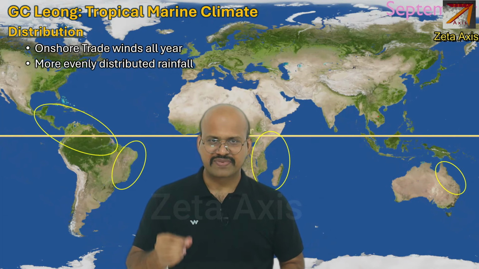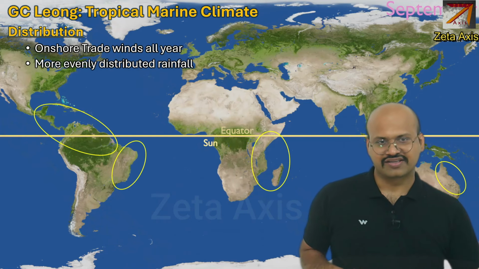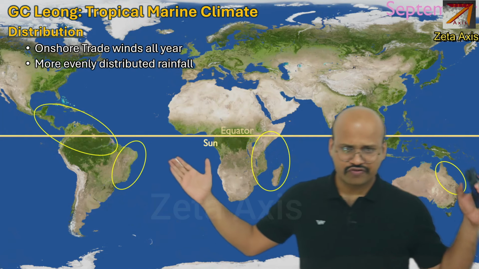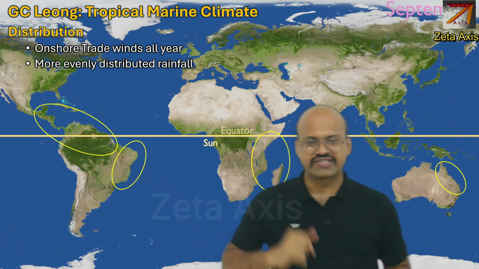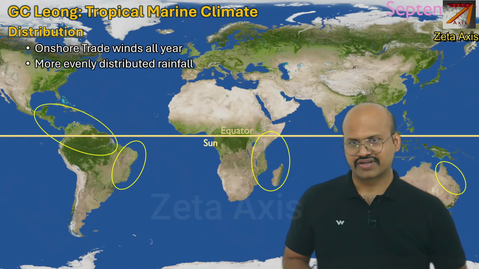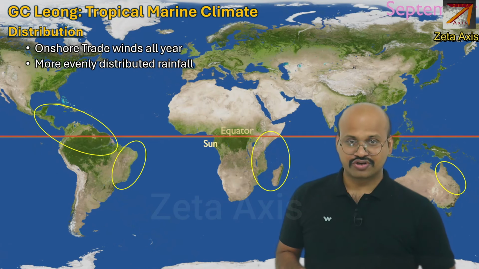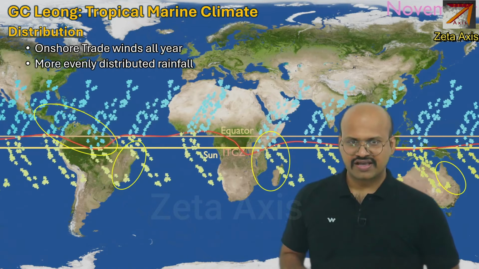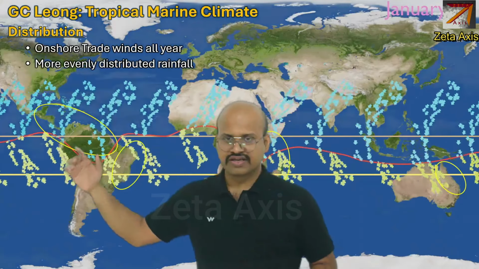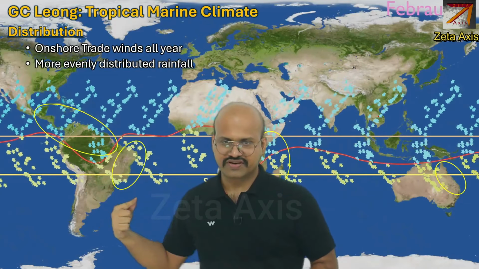Now to understand tropical marine climate, let's again see both the trade winds of the northern hemisphere and southern hemisphere and focus on these regions. And you will see here that the trade winds will flow only in one direction throughout the year. The onshore trade winds flow in the same direction all year, and therefore the rainfall is more evenly distributed in the tropical marine climate. So here focus on these circles, and you can see that most of the time the winds are in the same direction. Here the winds are from the north, here the winds are from the south.